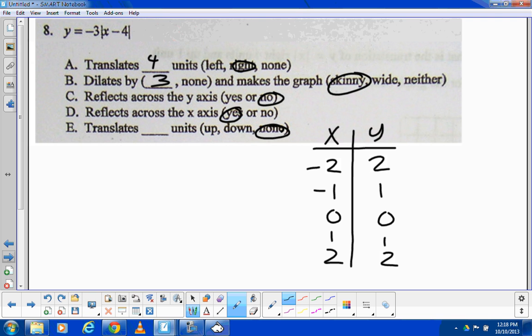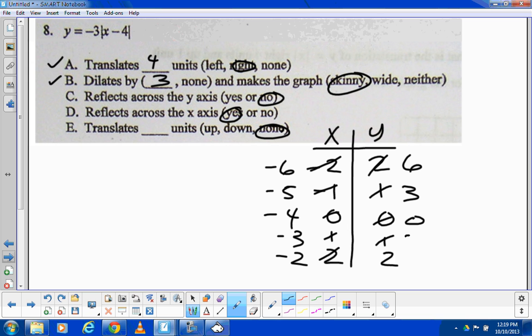All right, so let's go back to A. We're going to translate 4 units to the left. So let's subtract 4 from the x's. 0 minus 4 is negative 4. 1 minus 4 is negative 3. 2 minus 4 is negative 2. All right, let's dilate the y's here by 3. So we're going to multiply the y's by 3. It'll be 6, 3, 0, 3, 6.